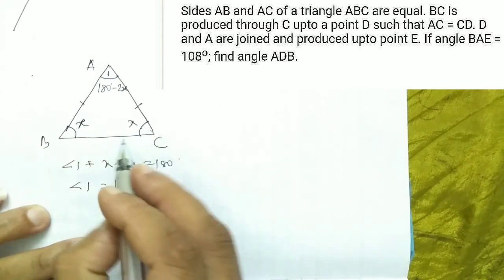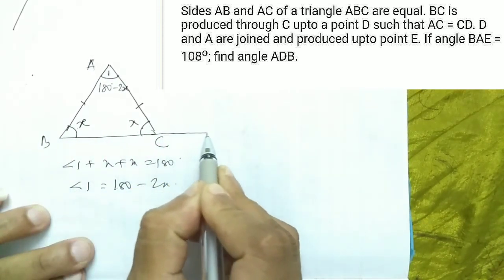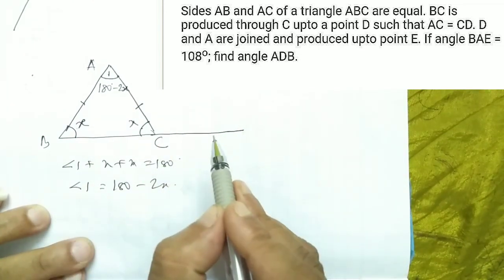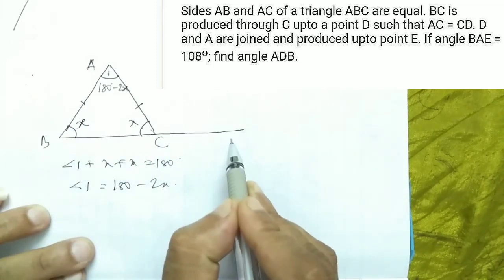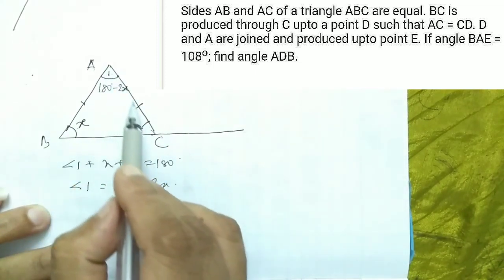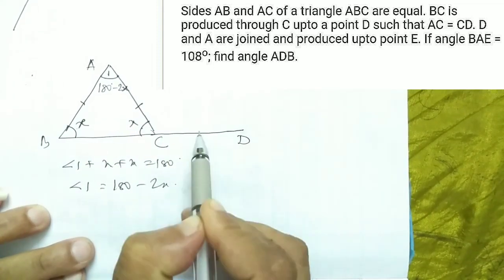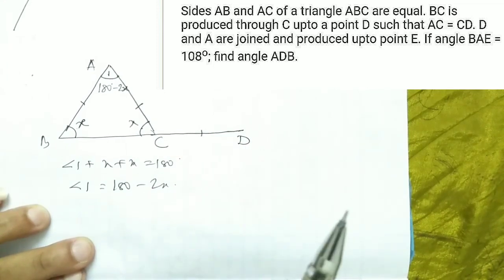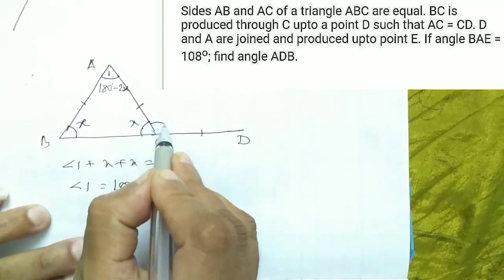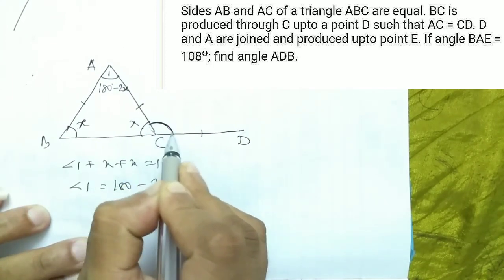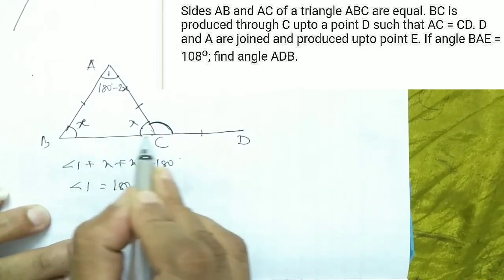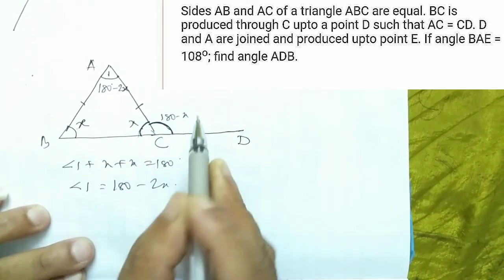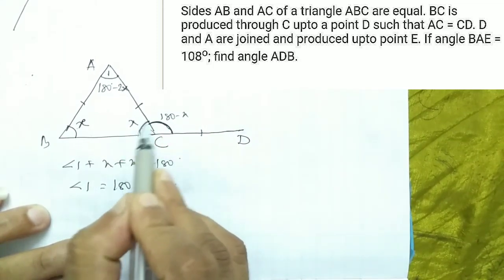Now this BC is produced. I am producing BC. This much is produced. But we have to produce it in such a way so that AC equal to CD, means this side and this side, this CD are equal. AC and CD are same. Can you tell me what is the measure of this angle? This total is 180, because this is a line. If this is X, so this is 180 minus X, because these are linear pair.